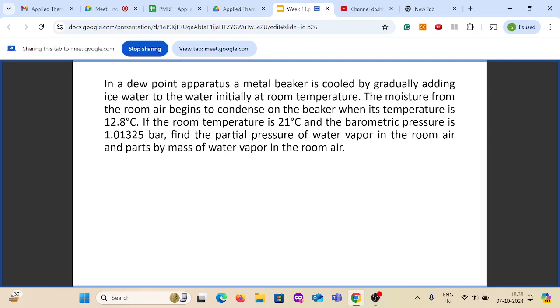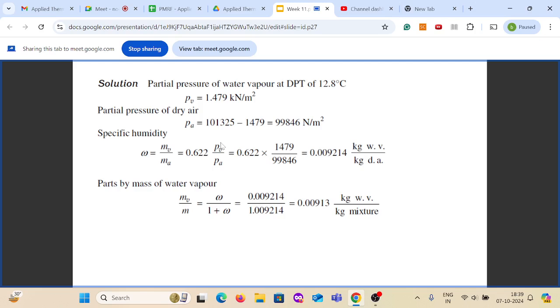You have initially water at 21 degrees Celsius, and you are pouring ice water now, and this mixture's water temperature will vary with the proportion of ice water being added. From 21 it will gradually drop, and once it reaches 12.8, you see that moisture is forming on the outside of the container. With this we need to find out the partial pressure of water and the specific humidity. We'll see how to solve this.